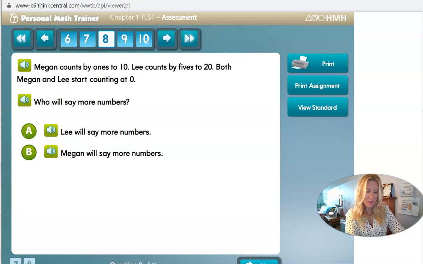Megan says 1, 2, 3, 4, 5, 6, 7, 8, 9, 10. Megan counted 10 numbers. She says 10 numbers. Lee counts by 5s to 20. 5, 10, 15. Uh-oh. Who said more numbers?